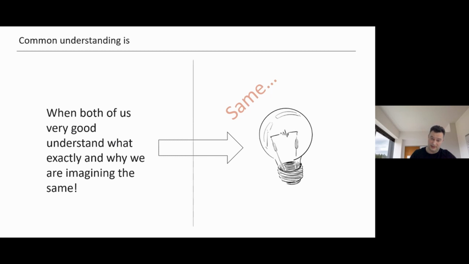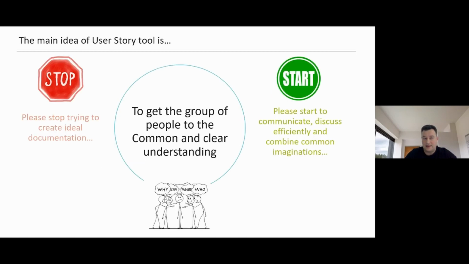And user story is a tool that helps to do such an activity. So let's go forward. The main idea of the user story tool is to get the group of people to a common and clear understanding. And we have two options here. At the left hand, we have the stop option, and at the right hand we have the start option, as you can see.